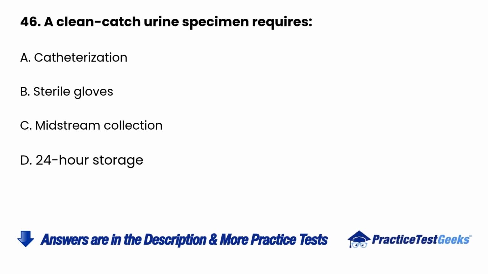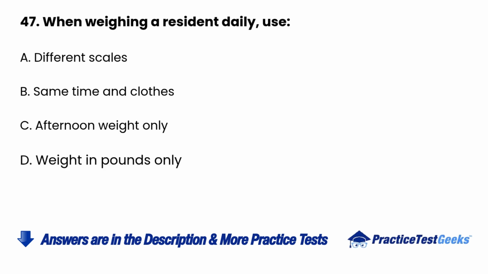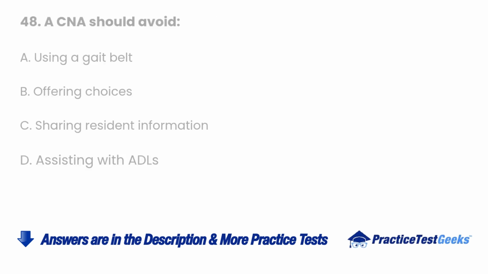46. A clean catch urine specimen requires A. Catheterization. B. Sterile gloves. C. Midstream collection. D. 24-hour storage. 47. When weighing a resident daily, use A. Different scales. B. Same time and clothes. C. Afternoon weight only. D. Weight in pounds only.